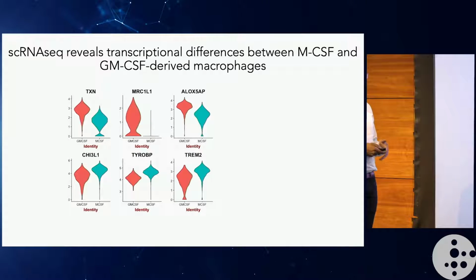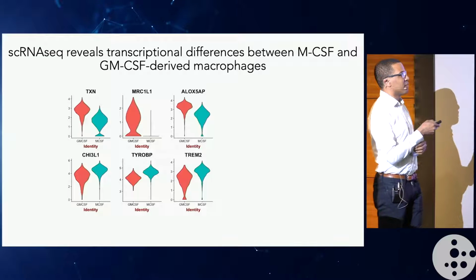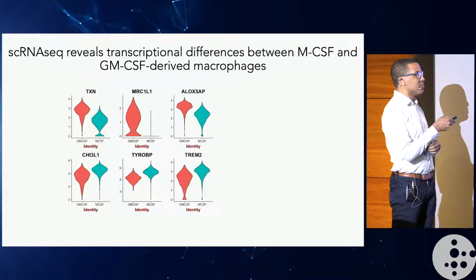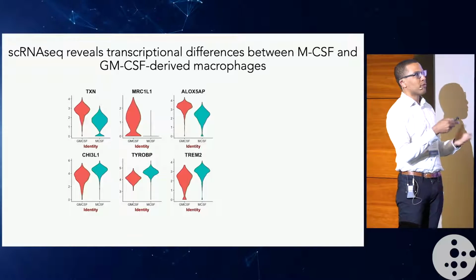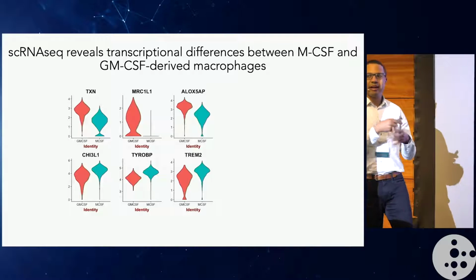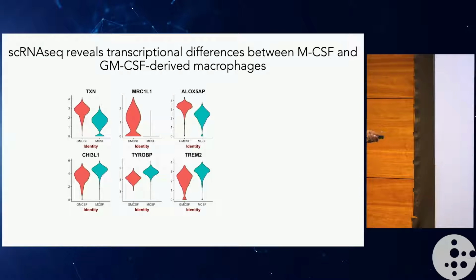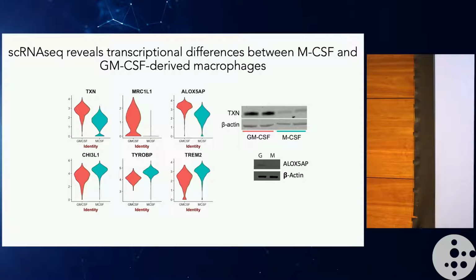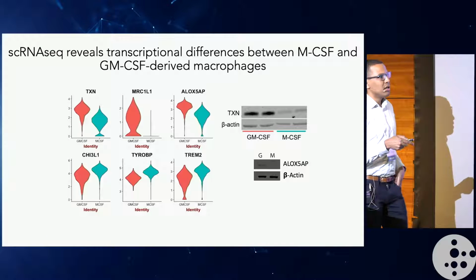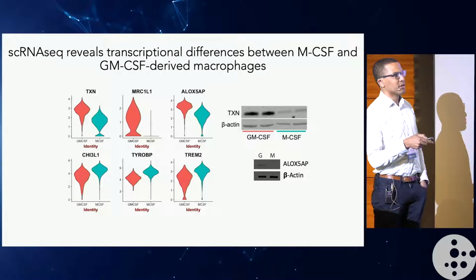And so just to even begin to look at the difference between macrophages derived with either M-CSF versus GM-CSF, we performed single-cell RNA sequencing and we can begin to identify a number of new markers. These violin plots are just giving you a summary of the single-cell RNA sequencing data, but really we wanted to know, could we actually translate any of these genes into new markers? And what I'm showing you here is now just some of this expression analysis by Western blotting.